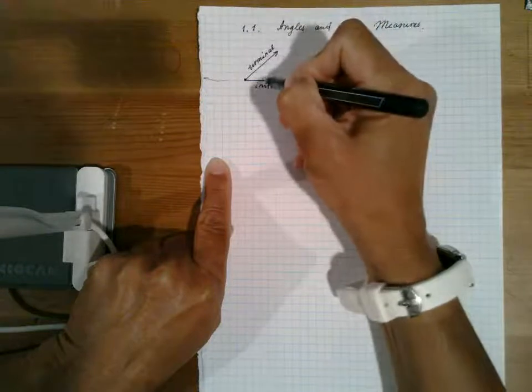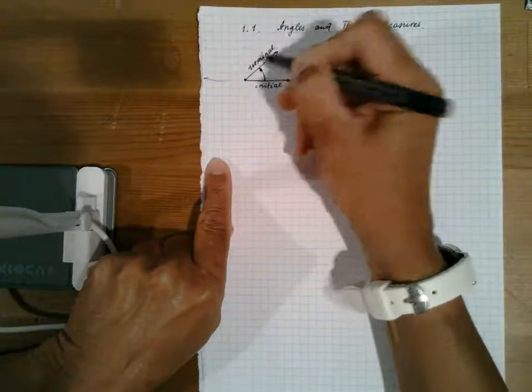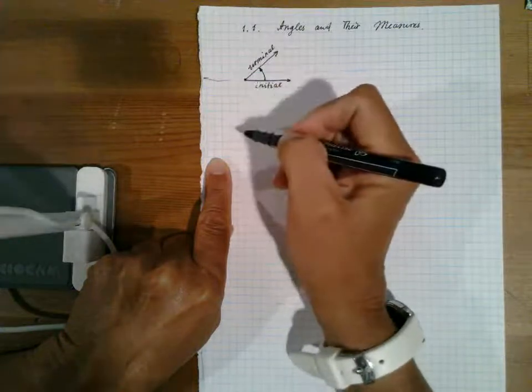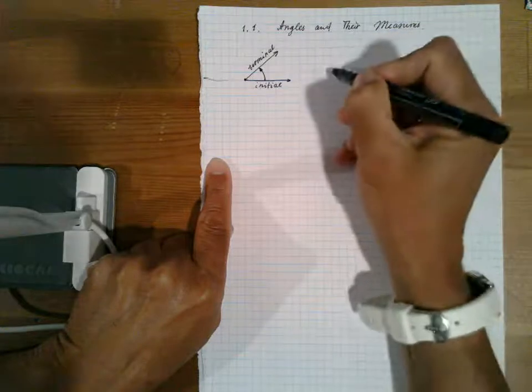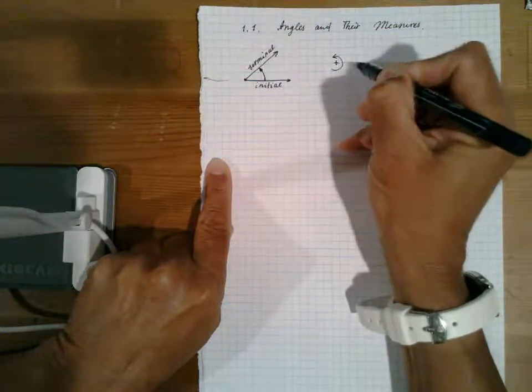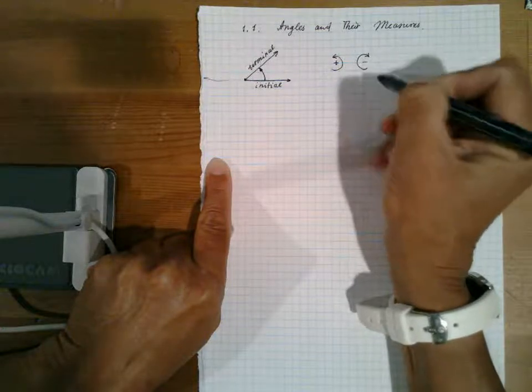And usually we go like this and call the angle positive if we measure it in this direction. Generally, a direction like this, which is counterclockwise, is going to be positive. And a direction like this, which is clockwise, is going to be called negative.